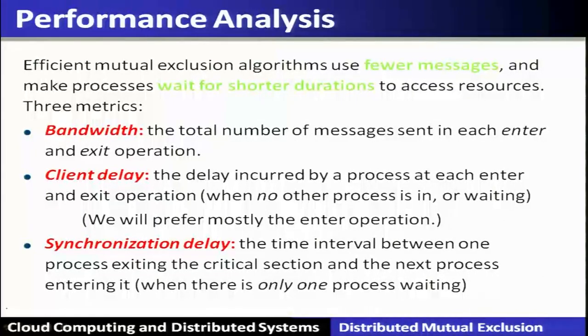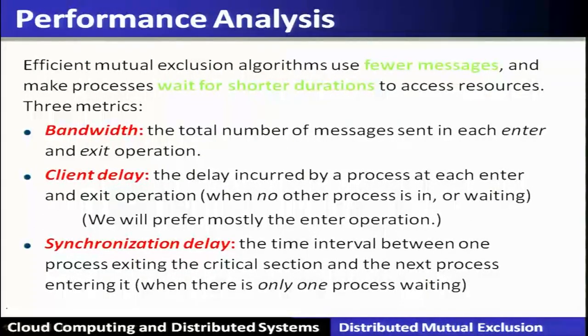The first one is called the bandwidth, that is the total number of messages sent in each enter and exit operation. So, if more messages are required for entry and exit, then the bandwidth is going to be more, and this will be against the fewer-messages requirement of an efficient mutual exclusion algorithm.